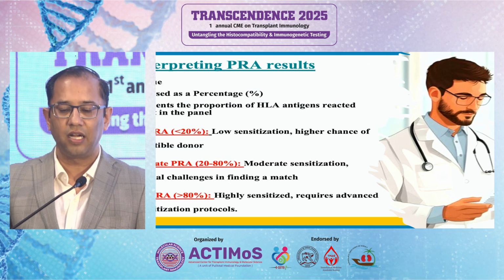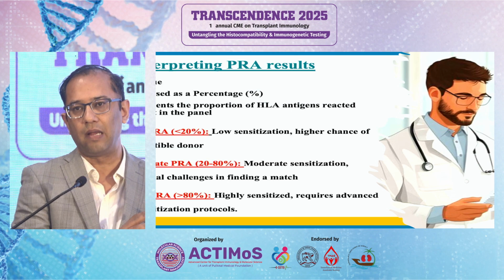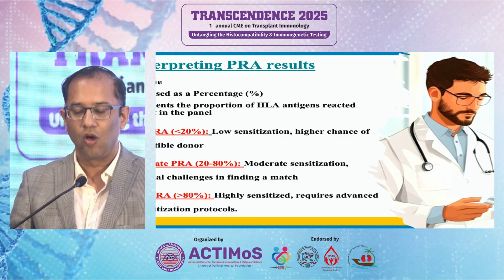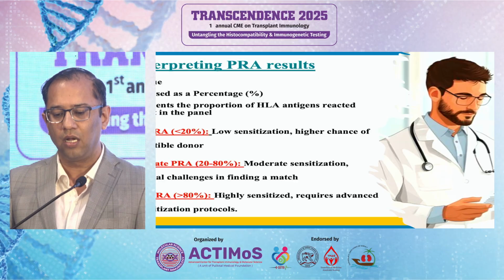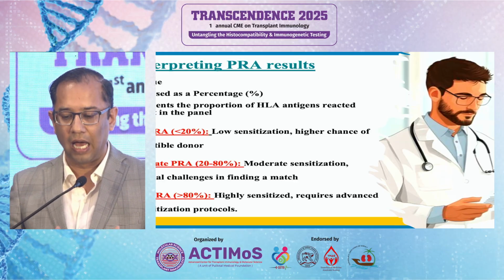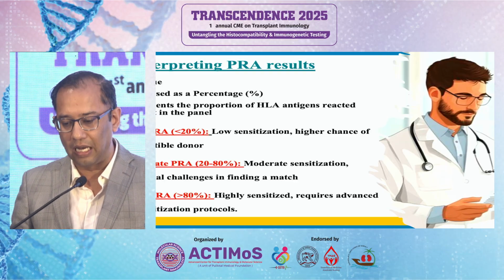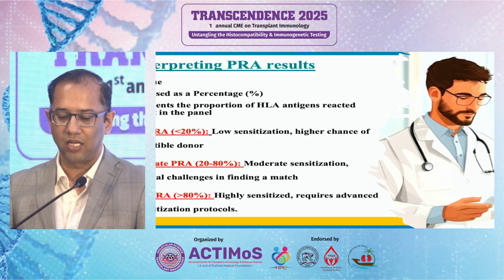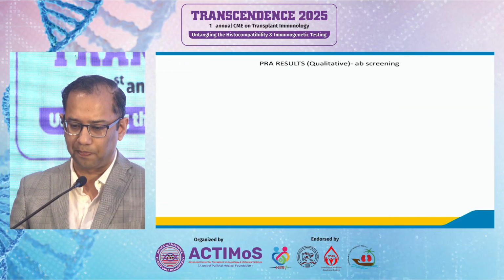You can stratify it. So low PRA means less than 20%. That means 20% of the panel is positive. Moderate is around 20 to 80%, and greater than 80% means high PRA, and therefore the patient is highly sensitized and requires high and advanced desensitization protocols.